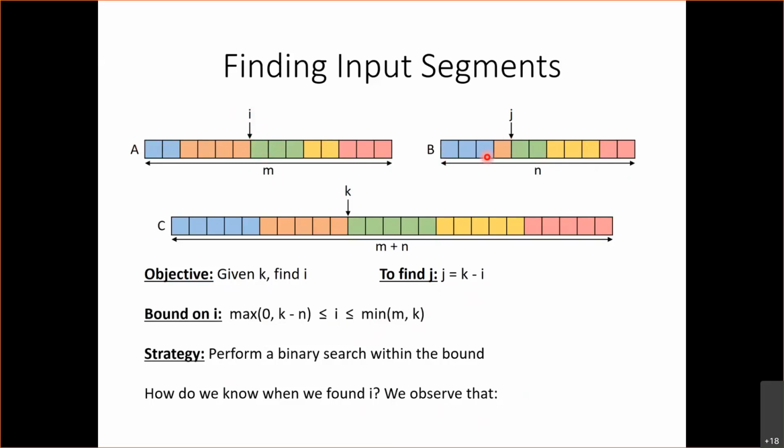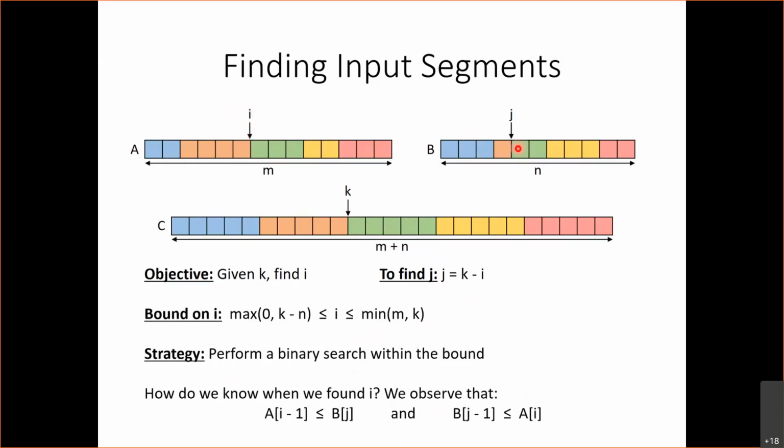So how do we know that we have found I? Well, we know that we have found I when A of I minus 1 is less than or equal to B of J. So A of I minus 1, this element, is less than or equal to B of J, which is this element. The element here should be less than or equal to the element here. Why? Because the element here is going to be over here in this segment, and the element here is going to be part of this segment over here. So necessarily, the orange elements should be less than or equal to the green elements. So A of I minus 1 should be less than or equal to B of J.